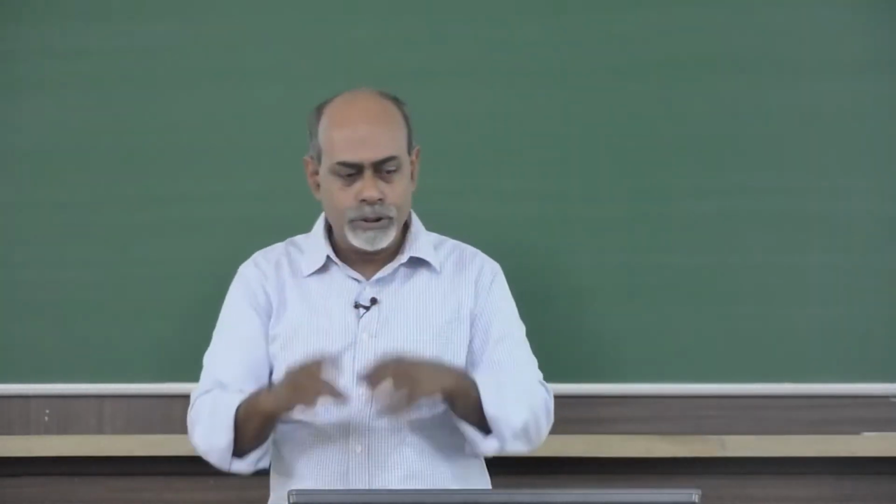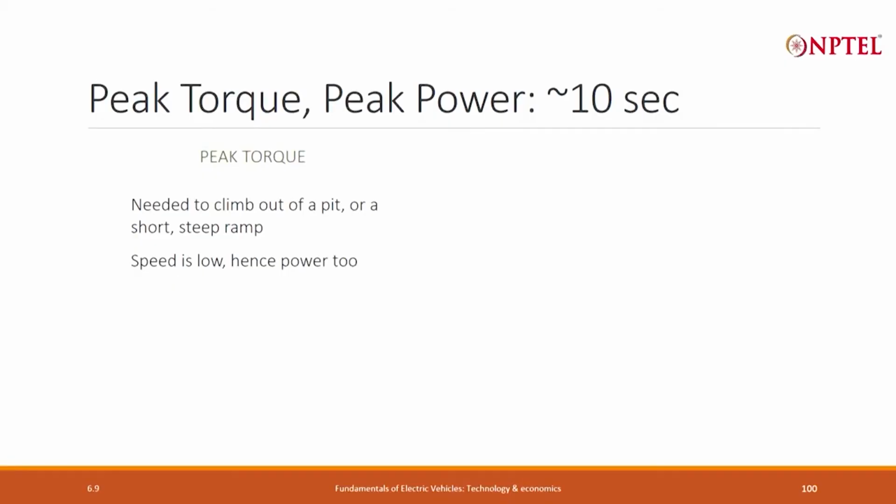So, these are the kind of situations where I need a peak torque, but the speed in these cases is very low, and since power is torque into speed, the power is also low, but the current, which is what delivers the torque, will be 1.5 times or even 3 times the normal rated current. If I continue like that for too long, it will become very hot and it will exceed the temperature limit, but for a short period it is all right.